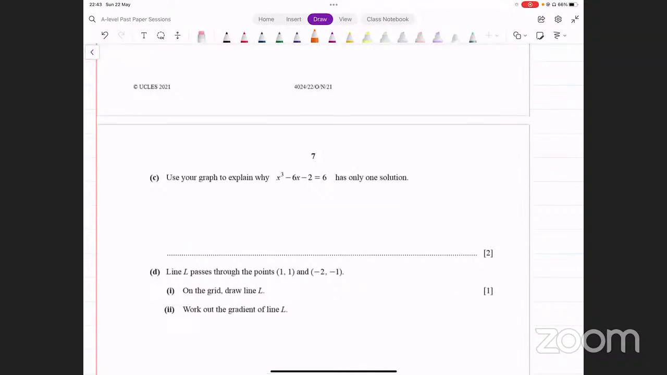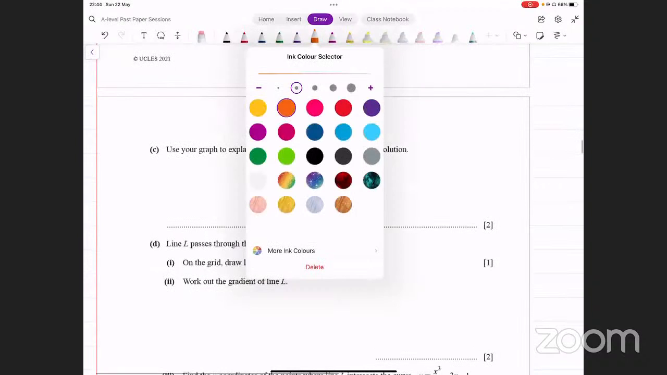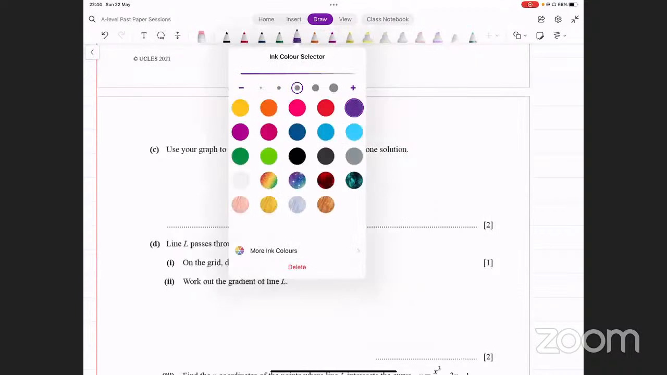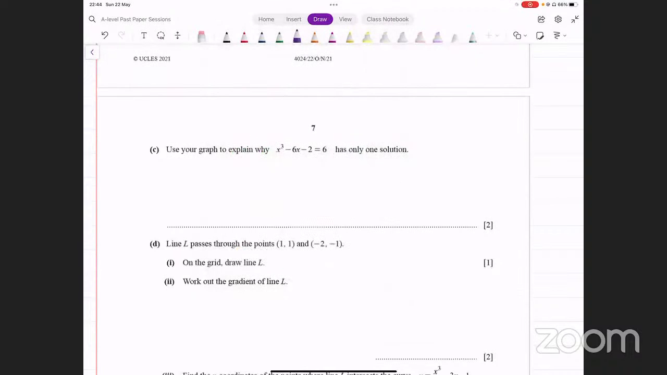Now it says use your graph to explain. Can you just change this pen size again? Yeah. So you've got to use your graph to explain why x cubed minus 6x minus 2 equals 6 has only one solution.